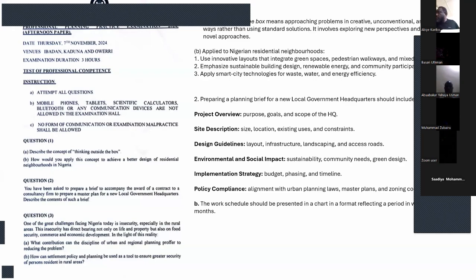So the question goes like this. Number one, they ask the candidate to describe the concept of thinking outside the box. One thing about this professional examination is that they will ask you questions even outside town planning. They will ask you critical thinking questions, because as a town planner, you are not only supposed to know the planning aspect of it, you are supposed to be a critical thinker.